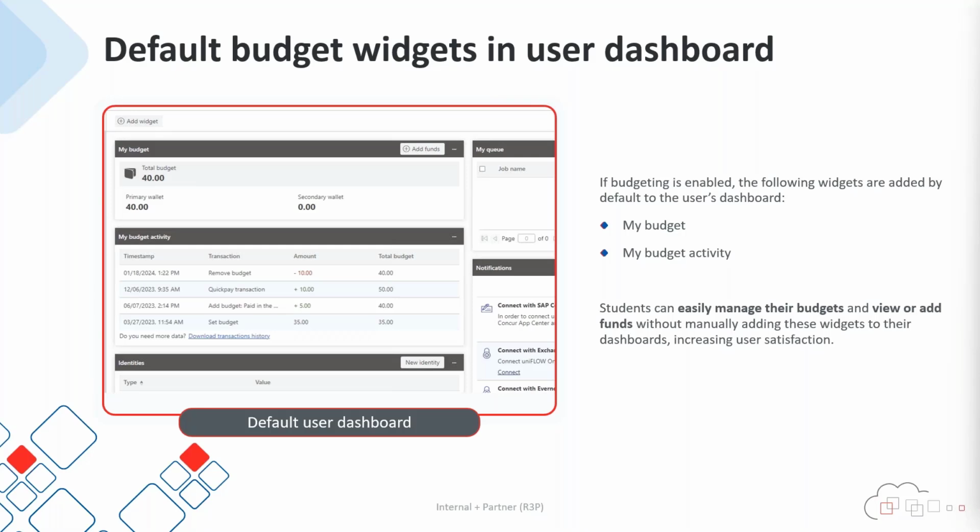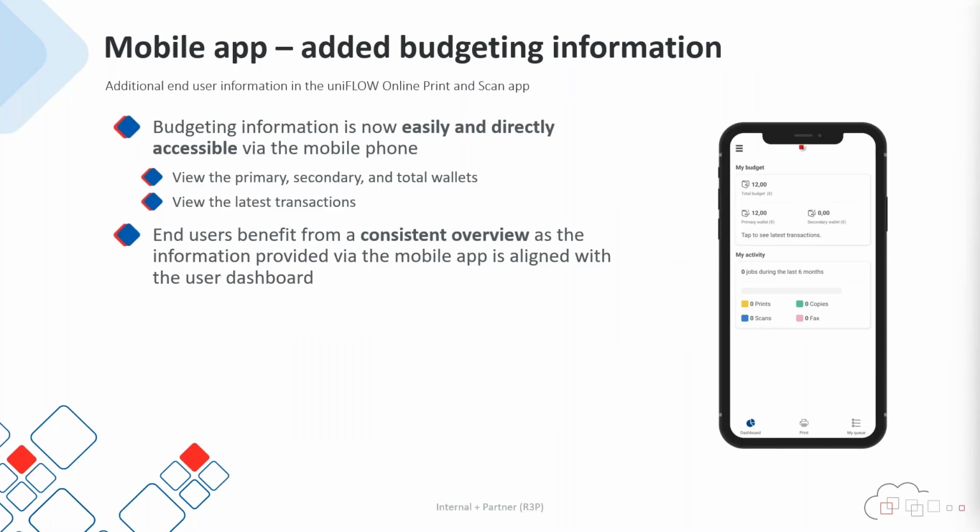Okay, with regards to the mobile app, you can now easily access budgeting information directly from the mobile phone. You can view the primary, secondary, and total wallets as well as the transactions, which is great. End users benefit from a consistent overview as the information provided via the mobile app is aligned with what they see and is displayed on their user dashboard when they log into uniFLOW Online. So a great improvement there.